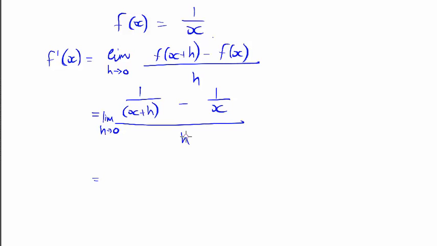How do I simplify when I add two fractions? I think you're more or less there now, aren't you? Yeah, what do I do? You find a common denominator. Common denominator, that's it. So x and then x plus h. Excellent. So this must be x, needs an x plus h, and this one needs an x.